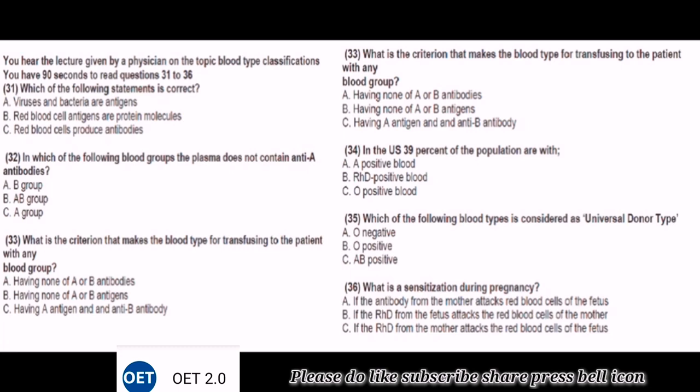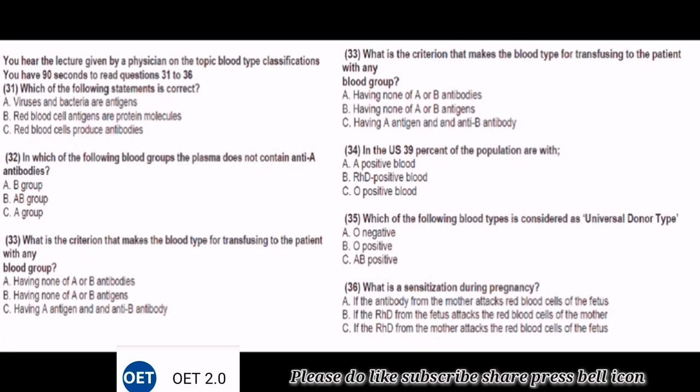In Group A, the surface of the red blood cells contains A antigen, and the plasma has anti-B antibody that would attack any foreign B antigen containing red blood cells. In Group B, the surface of the red blood cells contains B antigen, and the plasma has anti-A antibody that would attack any foreign A antigen containing red blood cells.